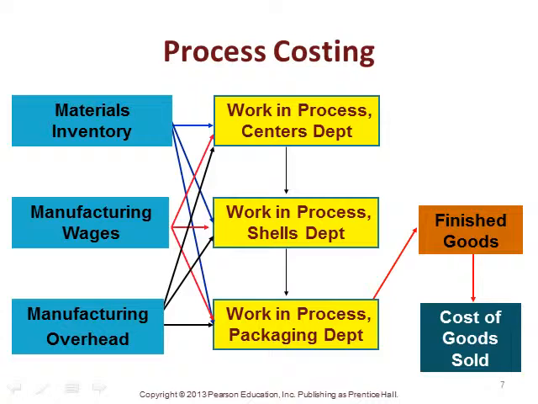So anyway, we see where each of these different inputs, materials inventory, manufacturing wages, and manufacturing overhead, go into each of these departments as the product moves through them, and they're accumulated in the last process, which is the work in process packaging department. When the product is completed and coming out of that packaging department, the total cost of all of those processes is moved to finished goods for that batch, and then out of finished goods, when the product is sold, it goes into cost of goods sold.